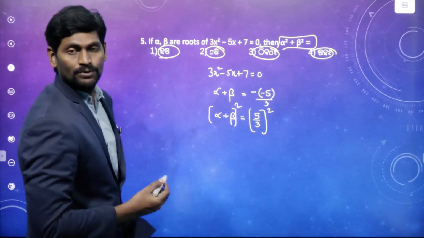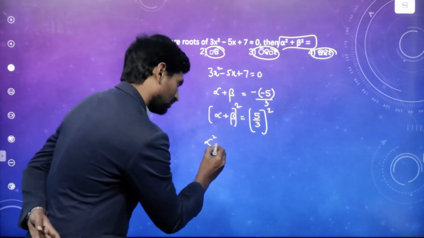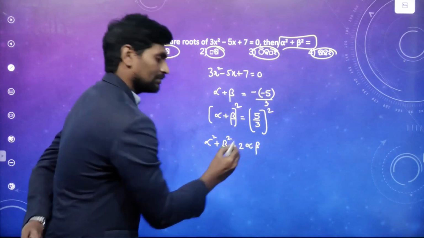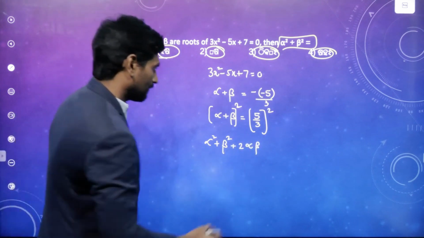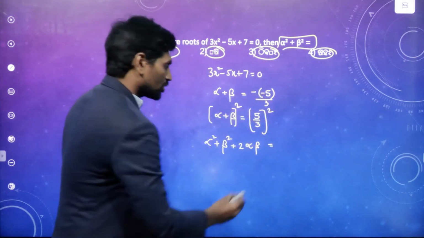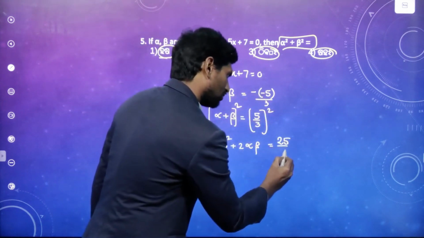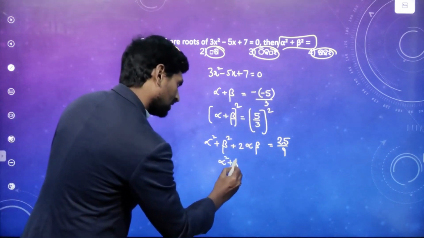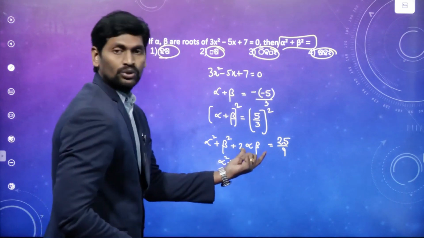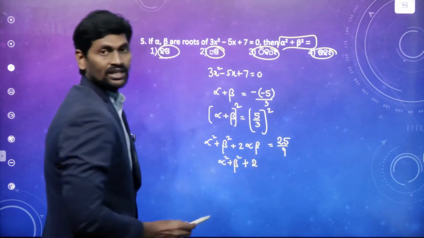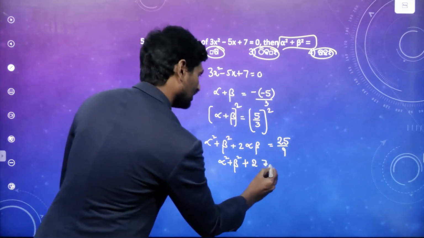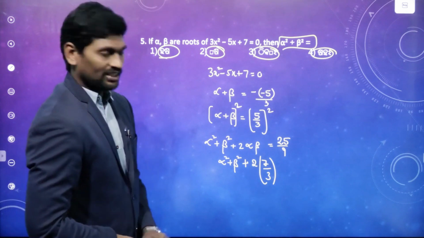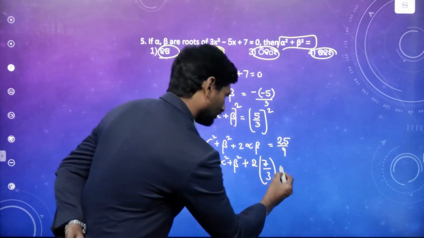It is in the form of (a plus b) whole square. That means alpha square plus beta square plus 2 alpha beta, that means a square plus b square plus 2ab. Now 5 by 3 whole square: 5 square is 25, 3 square is 9. Now we need to find alpha square plus beta square only. 2 into alpha beta, the product of roots, c by a formula. c means 7, a means 3, 7 by 3. 2 into 7 by 3, 2 sevens are 14, 14 by 3.